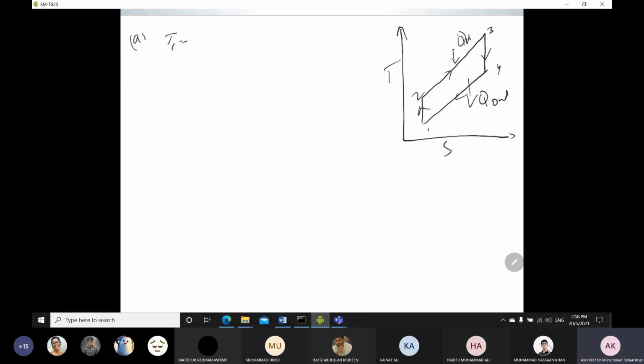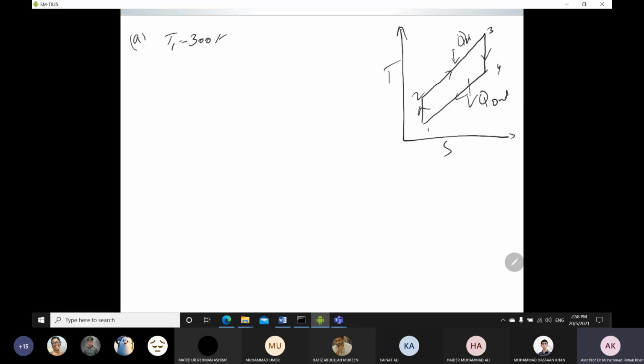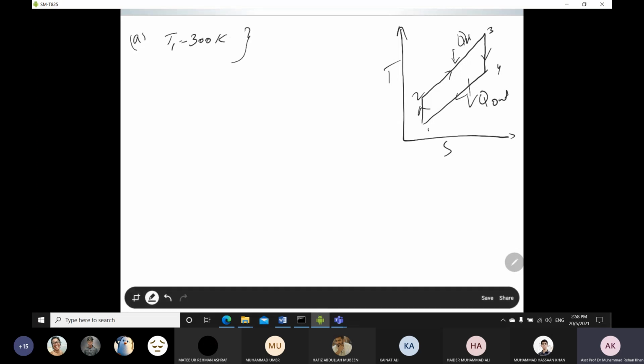Okay, so T1 is equal to 300 Kelvin from your question. So simply you have to go to table A17. From table A17 you have to find the value of enthalpy, because in order to find the efficiency we need the enthalpy value at point number 1, point number 2, point number 3, and point number 4.